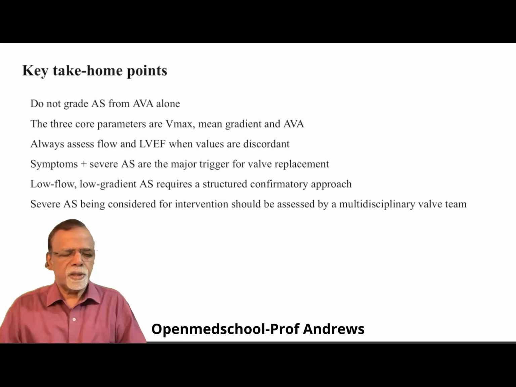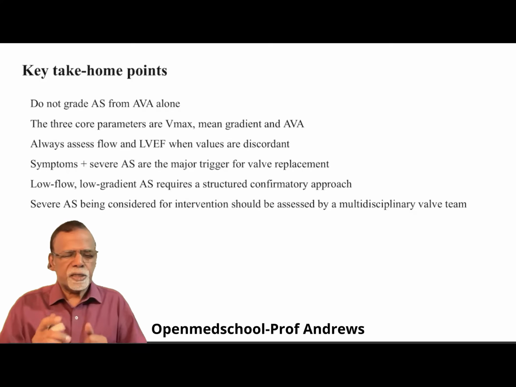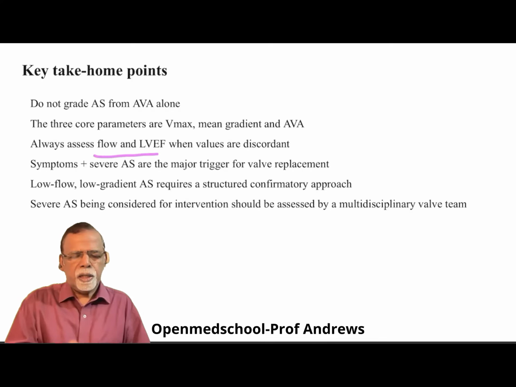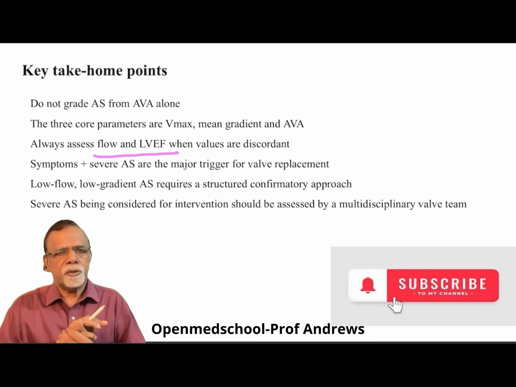So key take-home messages are: do not grade the AS with the aortic valve area alone. The three core parameters: Vmax, mean gradient, aortic valve area. Always assess the flow and LV ejection fraction when values are discordant. Symptoms with severe aortic stenosis is a major trigger for valve replacement. Low flow, low gradient AS requires a structured confirmatory approach. Severe AS being considered for intervention should be assessed by a multidisciplinary team.